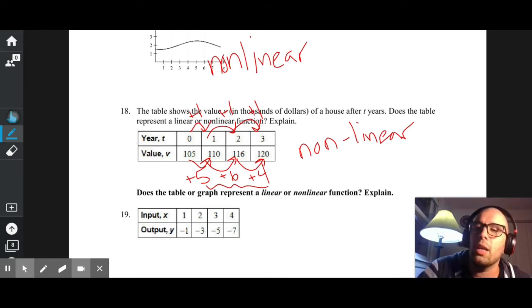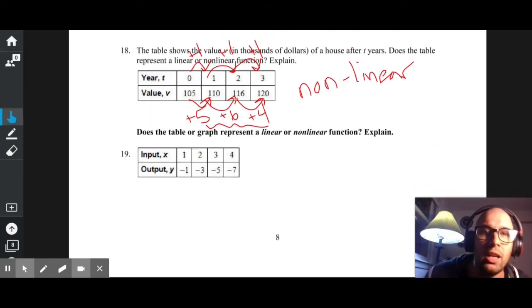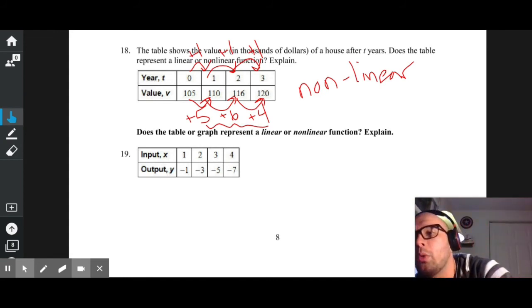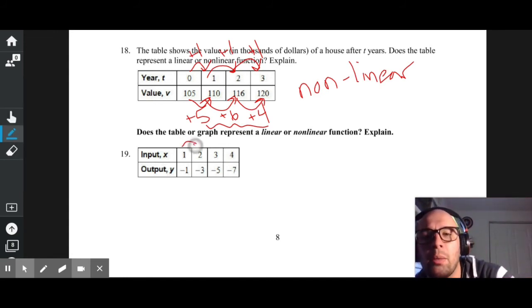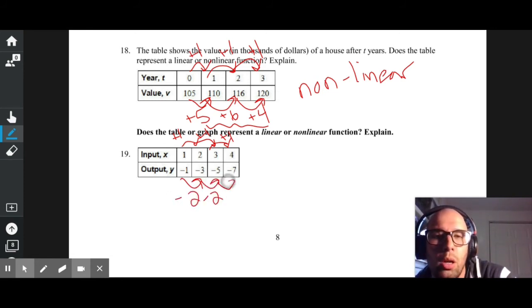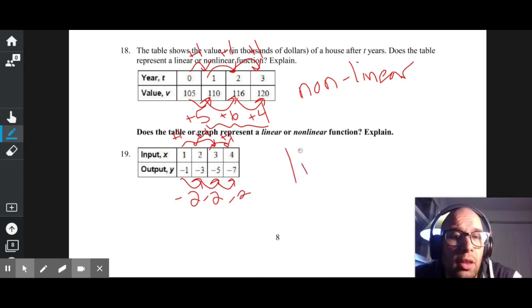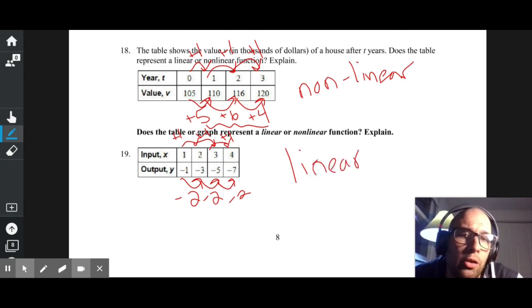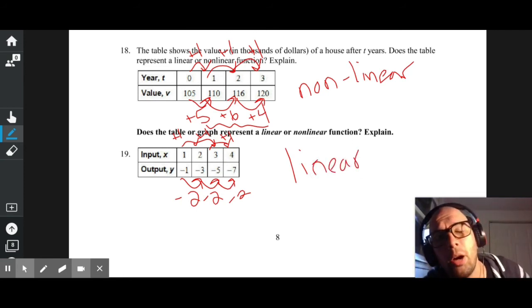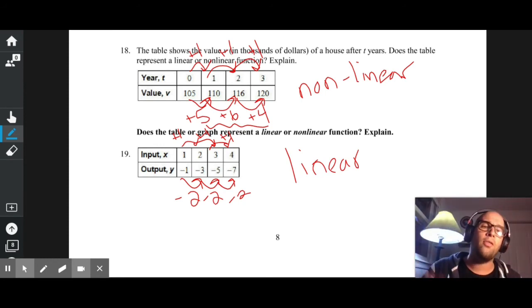So let's take a look at 19, which is the same type of problem, just less exciting as 18 was. If I were to look at the pattern down here, I have, again, plus 1, plus 1, plus 1. And the pattern I have down here, if I do have a pattern, is minus 2, minus 2, minus 2. So is this linear or nonlinear? This is linear because it follows a pattern. Now, I didn't explain, but problem 18 is nonlinear because it doesn't follow a pattern. And problem 19 is linear because it does follow a pattern.